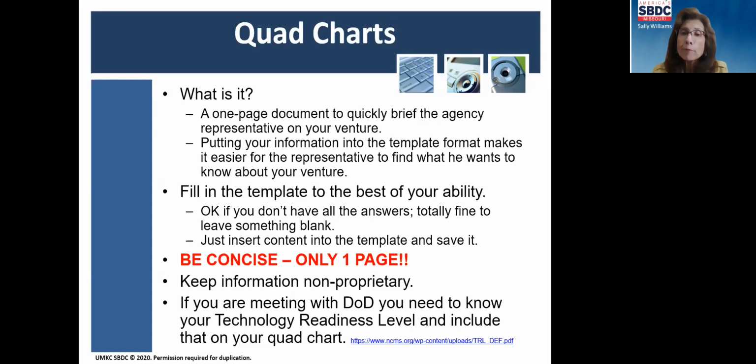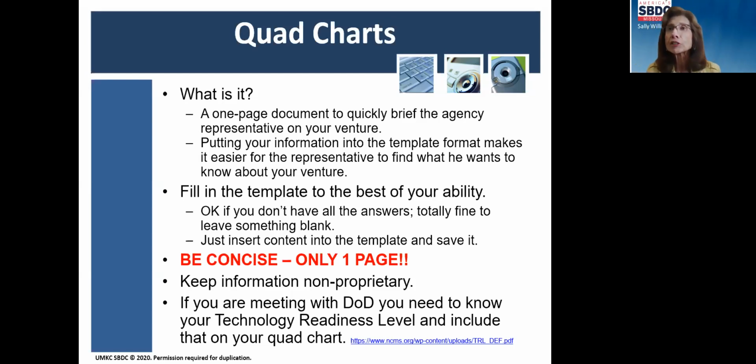Make sure your information is non-proprietary. Even if you have applied for a patent at this stage, it's not appropriate to talk about your most secret information, okay? So keep it at the non-proprietary level. Of course, when you fill out an SBIR proposal, you will need to reveal confidential information, and that's all then covered by confidentiality agreements.